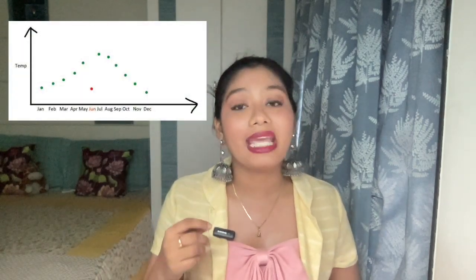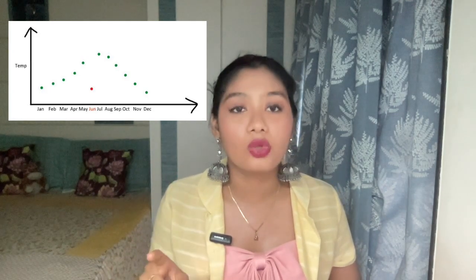And then the third one which we talked about was the contextual outlier. So temperatures in May are going to be higher during summers than they are going to be during winters. So this data point over here becomes an outlier in the context of temperatures.